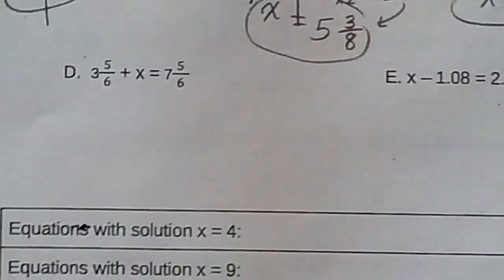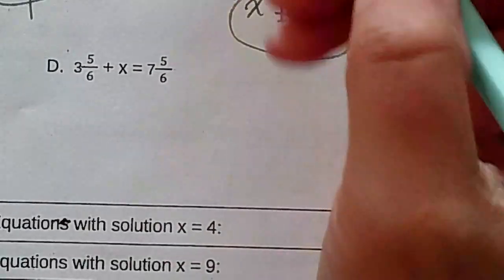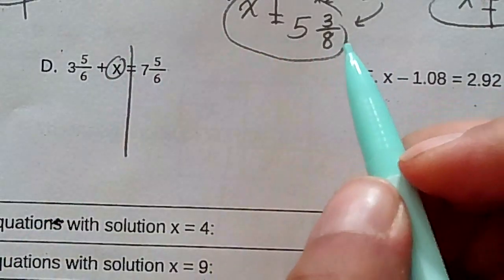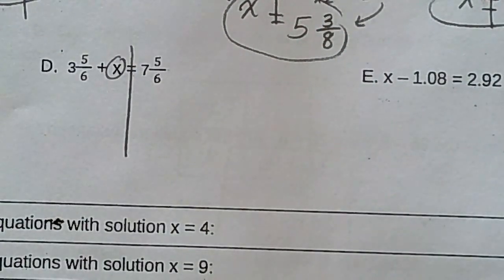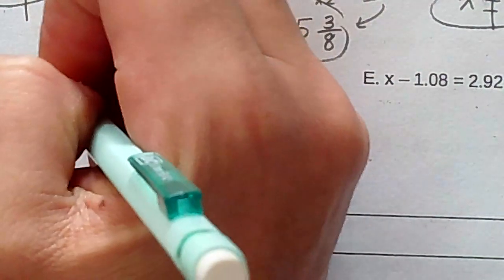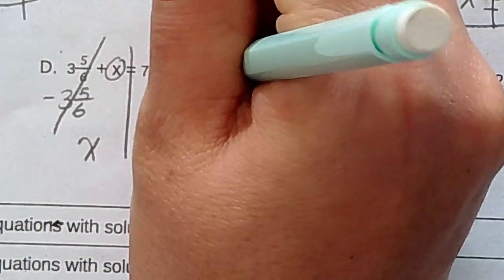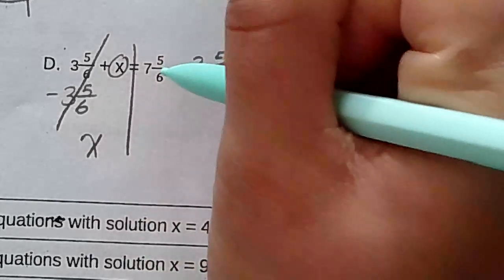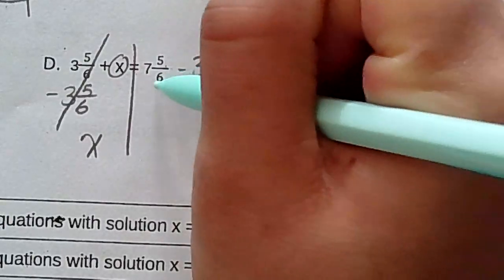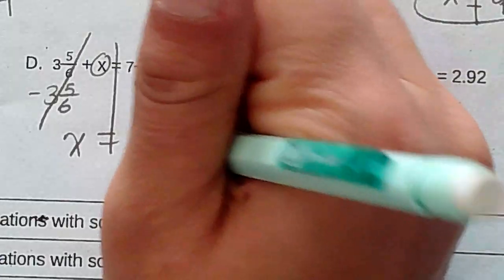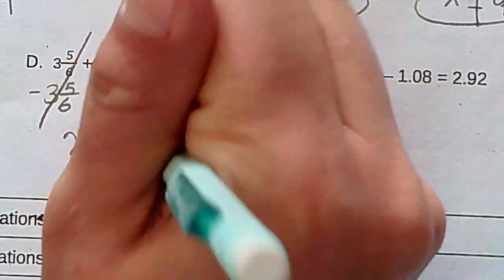Okay. D. 3 5/6 plus x equals 7 5/6. Draw the line. Circle the variable. This is addition, so I have to do the inverse, which is subtraction. Minus 3 5/6 cancels out. I'm left with x. Minus 3 5/6. What is 5/6 minus 5/6? That's nothing. So that's 0. So all I have to do is subtract the whole numbers. 7 minus 3 is 4. X equals 4.